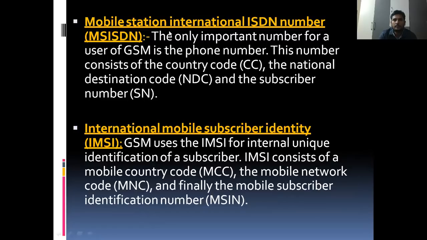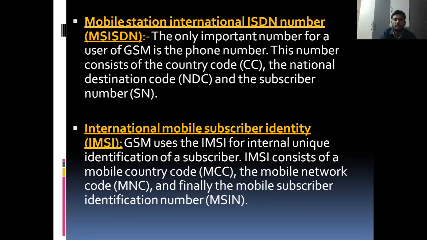The first one is the Mobile Station International ISDN Number, MSISDN. The only important number for the user of GSM is the phone number. How the user communicates with another user is mainly through the phone number. This number consists of, firstly, the country code. I think you all know India's country code is +91. The number also has the National Destination Code, NDC, and the Subscriber Number, SN. So in our 10-digit mobile number, +91 becomes the country code.